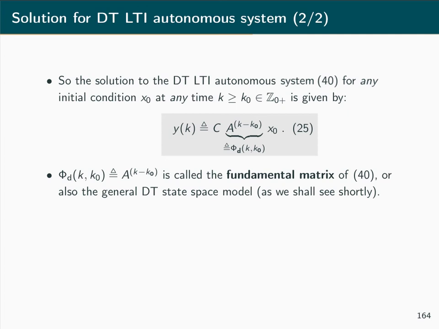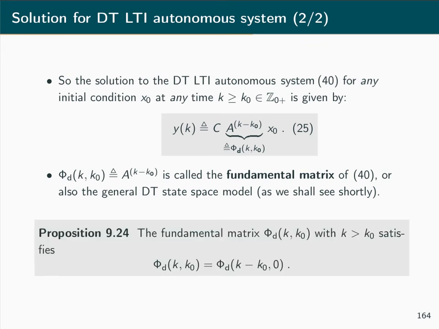As we shall see shortly, the fundamental matrix Phi d is not just relevant for the discrete time autonomous system, but also for the general discrete time state space model. By the very definition of the fundamental matrix, it's easy to verify the fact stated in proposition 9.24, namely that the fundamental matrix for any k greater than k naught satisfies that Phi d of k and k naught is equal to Phi d of k minus k naught and 0.